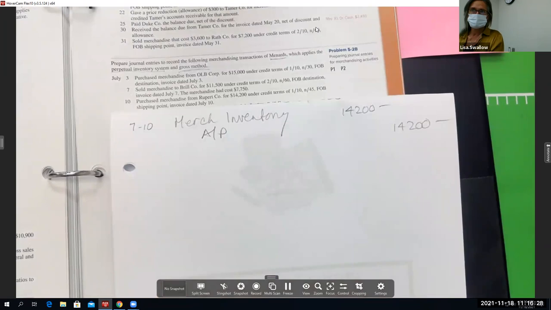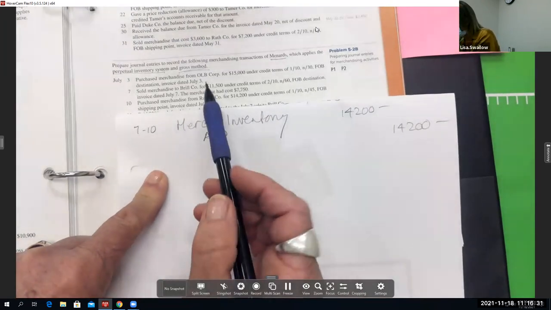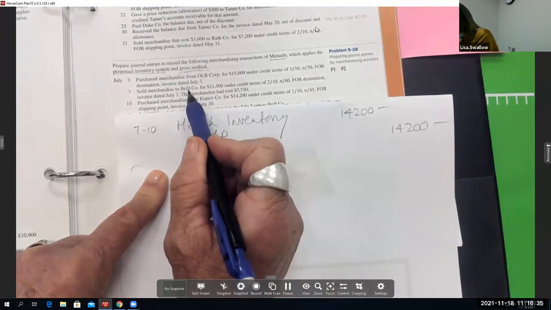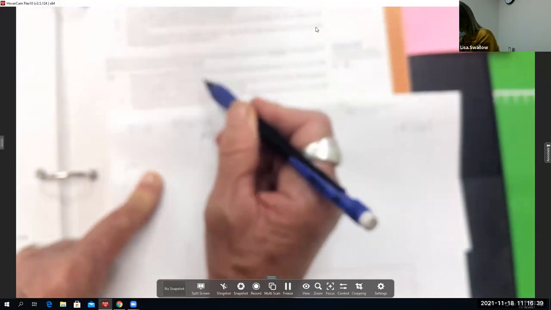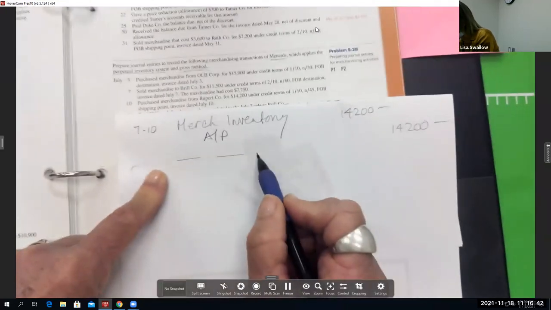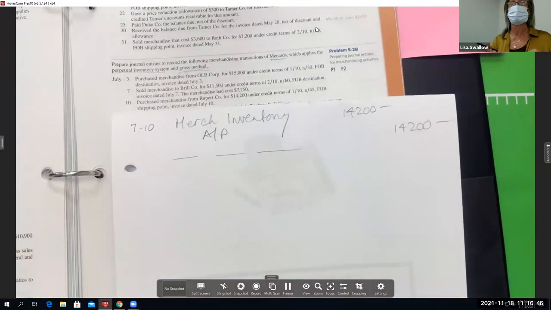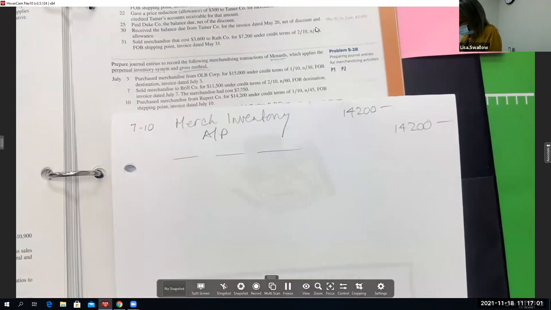And I'd like you, after this one, to do your exercises below here. We've had three transactions, right? With OLB, with Brill, and with Rupert. Please look back at the three of these and jot down what, if any, companies you think we're going to be paying freight on. Which of these three transactions do you expect to be seeing freight bills coming in from? Just write the names of the companies down.